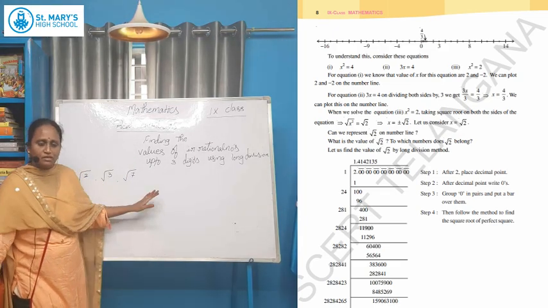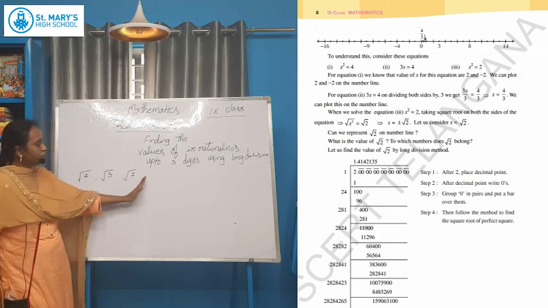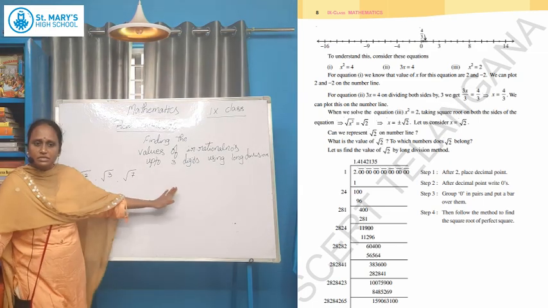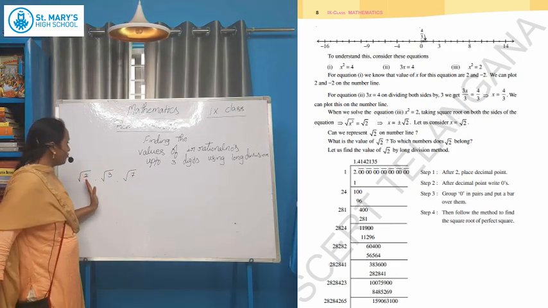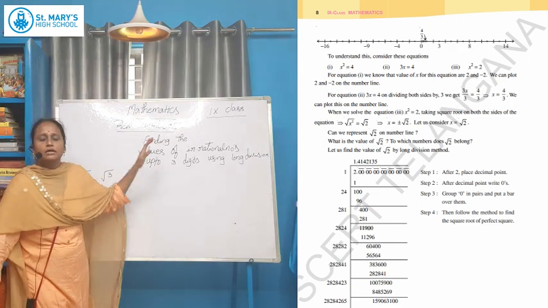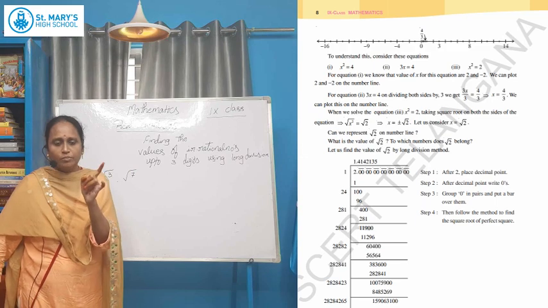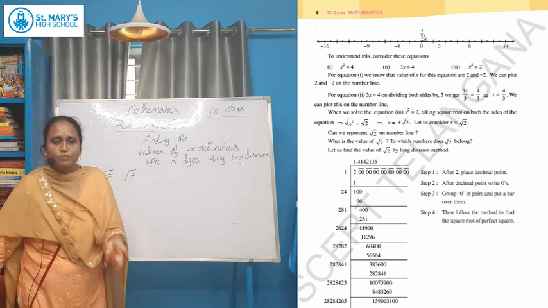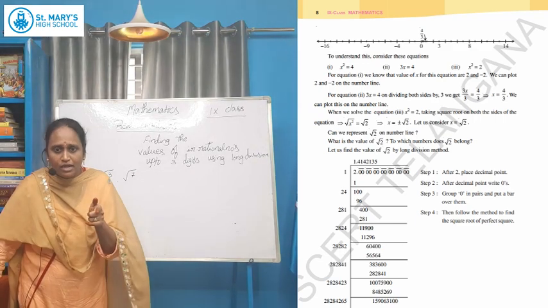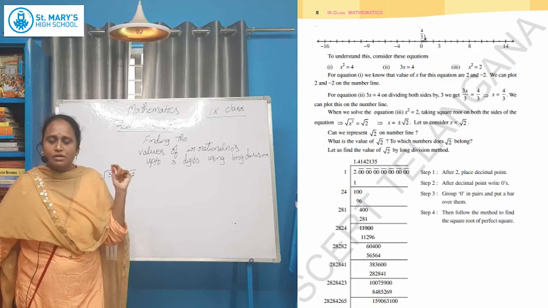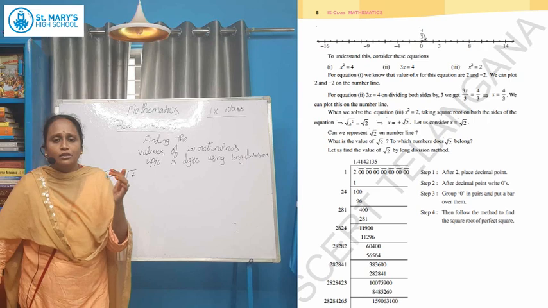So first, in this class, we will discuss how to find the irrational values up to 3 digits using the long division process. For this, we have to use step 1. What is step 1? Here we must use the perfect square numbers. To find irrational values, in every case we can use the perfect square numbers.